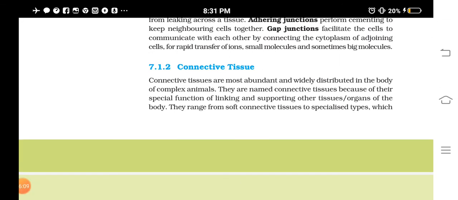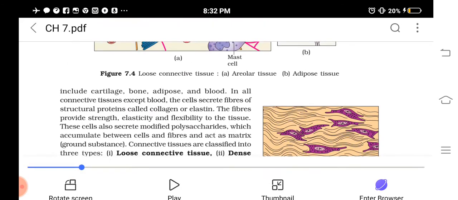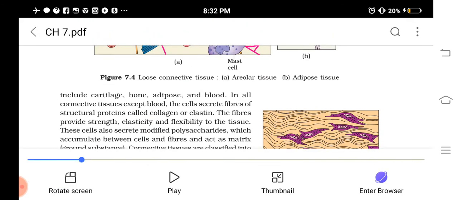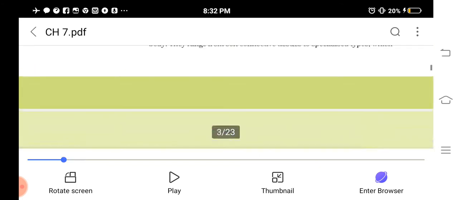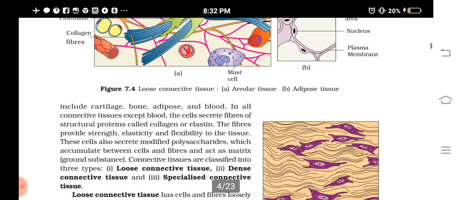So the next group of tissue is what? Connective tissue. So connective tissue, from the name itself, they connect what? Different types of organs or tissues. They connect and help to support other tissues. So there are different types of connective tissues, like what? Cartilage, bone, adipose, and blood. These are all specialized types. And there are other types of connective tissues also.